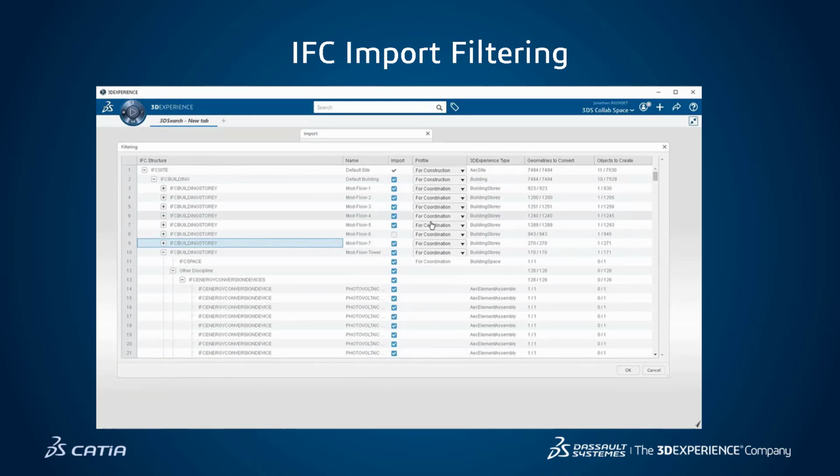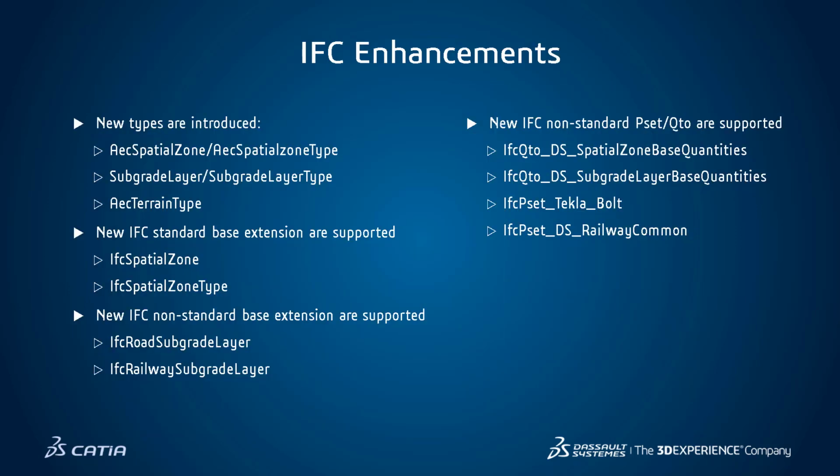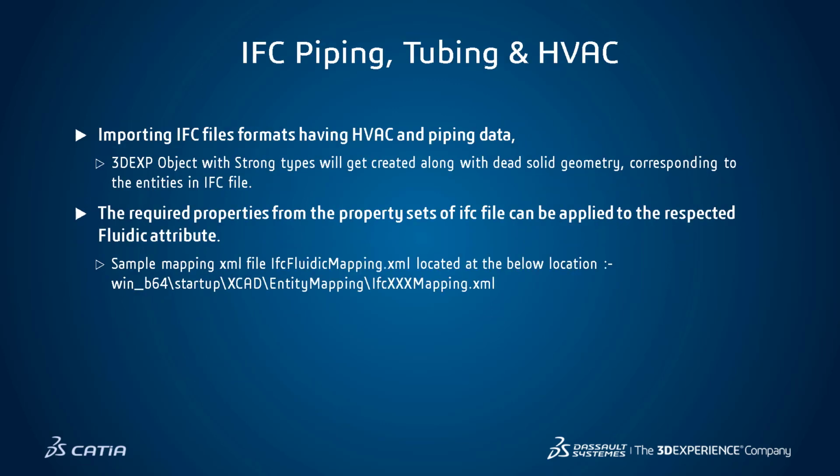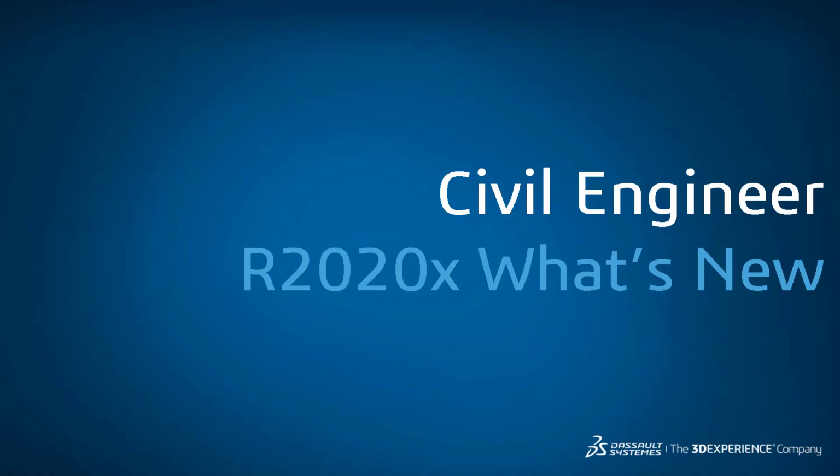Now when you import an IFC model, you're able to filter through the IFC structure and decide how you want to import the different objects within that model. When you're importing for coordination, you're going to import a CGR model. If you're importing for construction, you're going to import a full PLM model with assemblies and PLM objects. There's additional types that are supported with IFC, including tubing and HVAC in 20X. So that's a major enhancement.